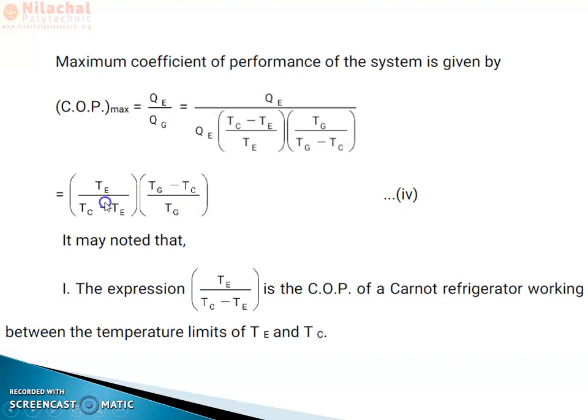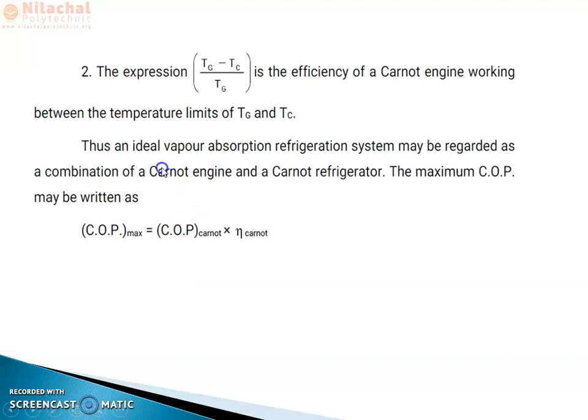Now you observe this Te by (Tc minus Te). This is the expression of the Carnot refrigerator when the temperature range is Te and Tc. And this part, (Tg minus Tc) by Tg, is the Carnot heat engine expression where the temperature limits are Tg and Tc. So we can write that the ideal vapor absorption refrigeration system may be regarded as the combination of the Carnot engine and the Carnot refrigerator. So the maximum COP, you can write COP max is equal to COP of the Carnot refrigerator into the efficiency of the Carnot engine.